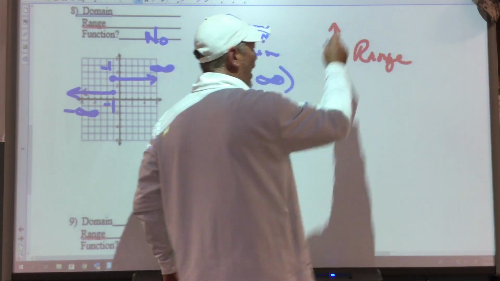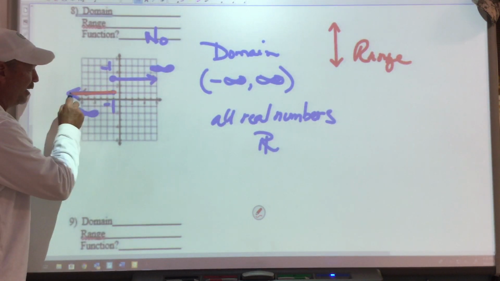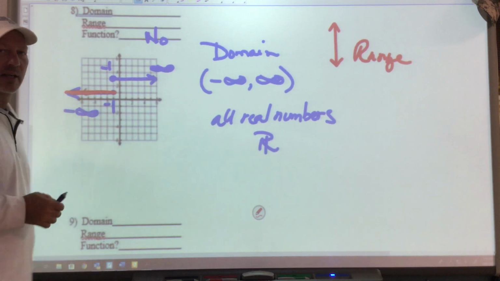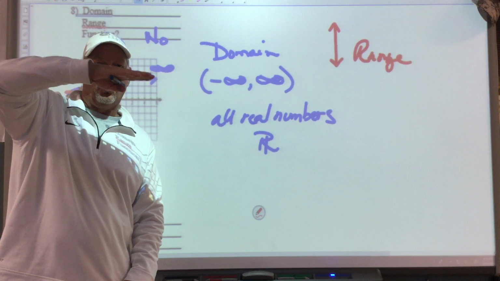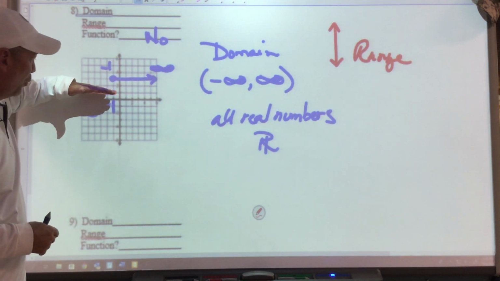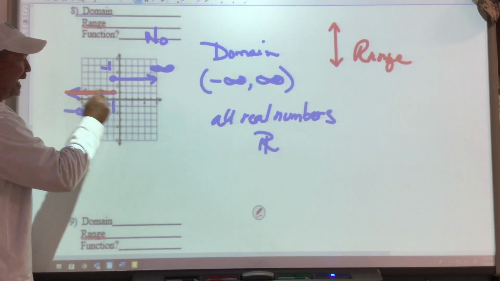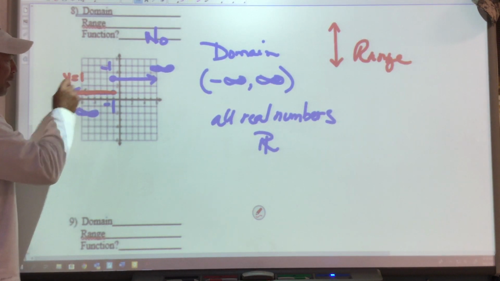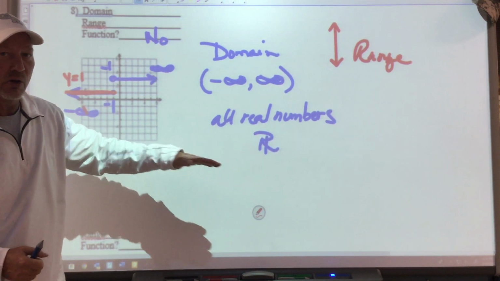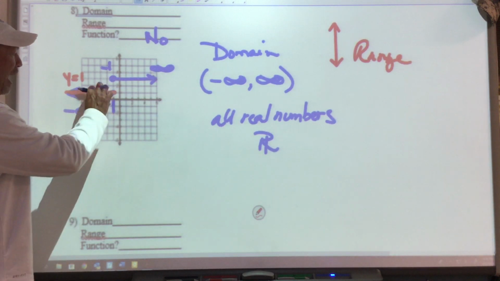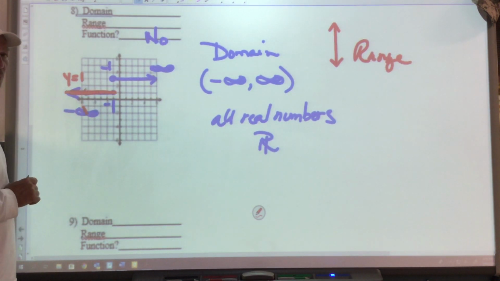Range talks about how high I go and how low I go. I am right here on this line. I don't go any higher. I don't go any lower. I am stuck right there on this line. Where is this line? This line is right here at 1. This is at y equals 1. I don't creep up and go to 2. I don't creep down and go to 0 or in the negatives. My y value, no matter where you pick on this, my y value is 1.